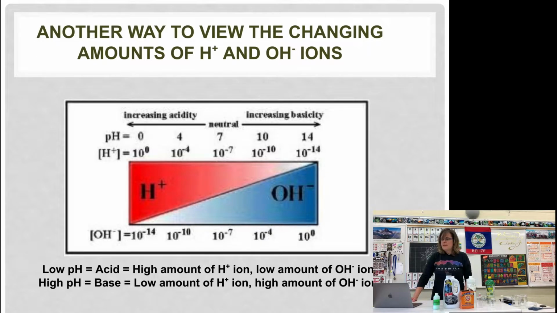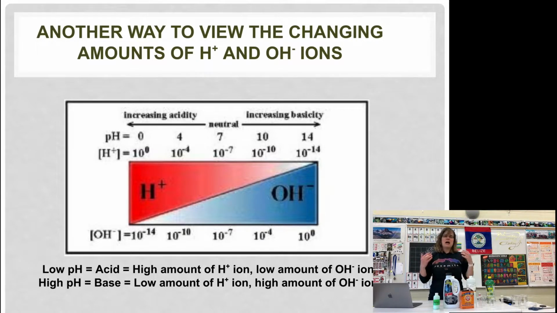Another way to view the changing amounts of the hydrogen ions and the hydroxide ions is just in this chart right here. But I want to talk about it in a logarithmic way. Logarithms are something that you're going to do in Math 20 and 30. It's something that we call exponential. And the best way to remember it is like on an earthquake scale. Because when we learned about earthquakes, if you have an earthquake on the Richter scale of like a 7.4, what that means is it's actually 10 times stronger than what would be at 6.